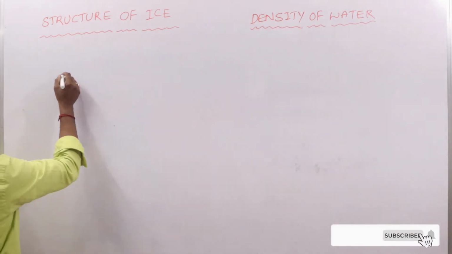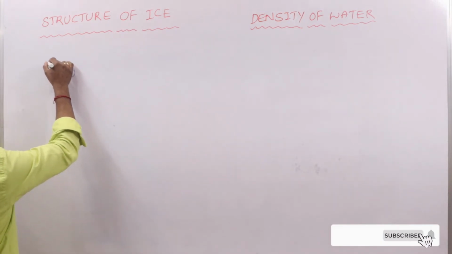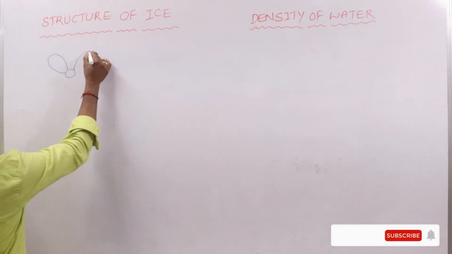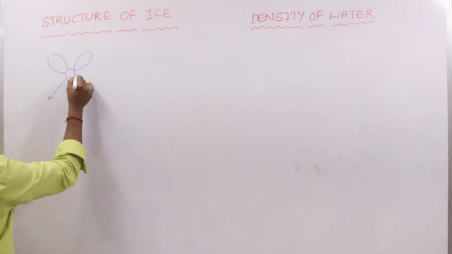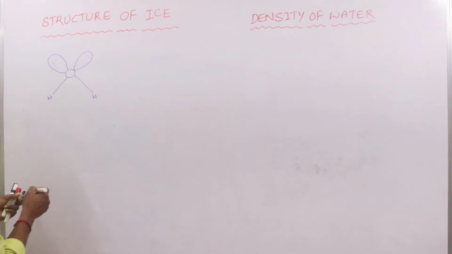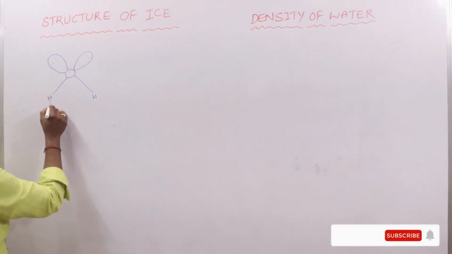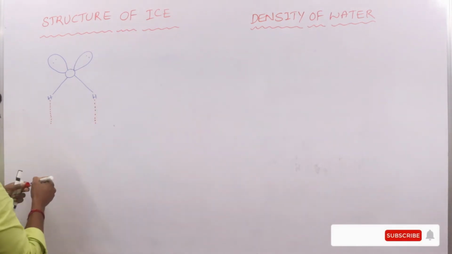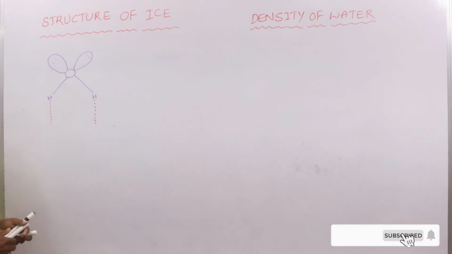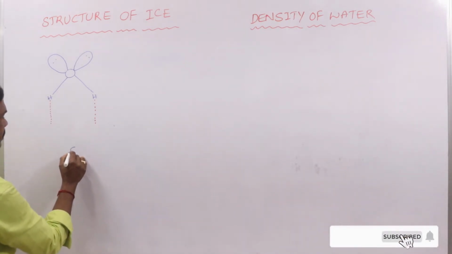Here it is the first water molecule. This is the first lone pair, this is the second lone pair, and these two are hydrogens. Now these two hydrogens are forming hydrogen bonds with two lone pairs of another water molecule.